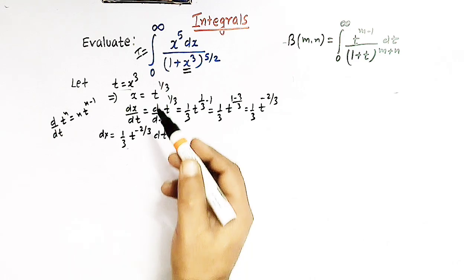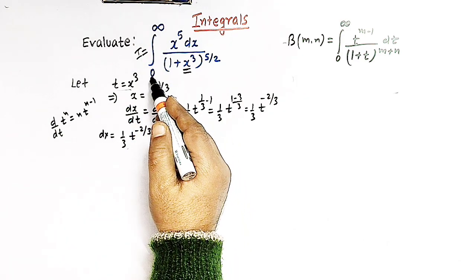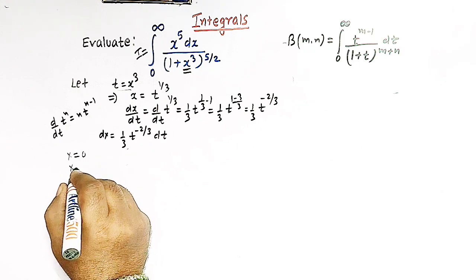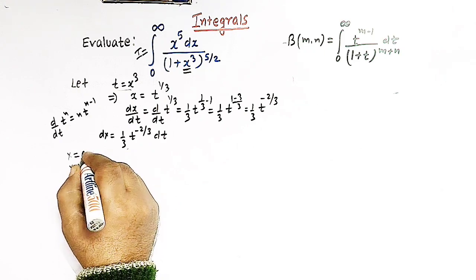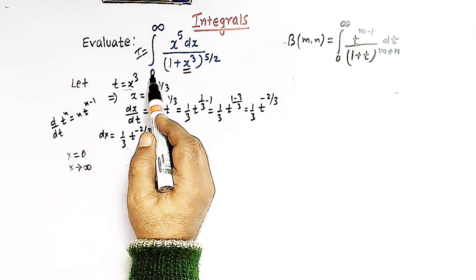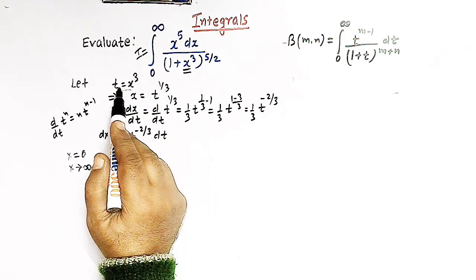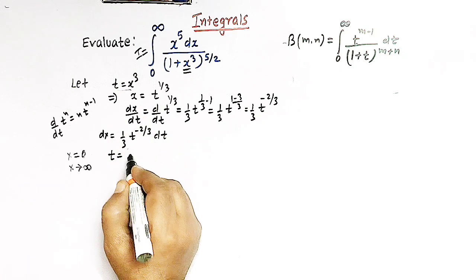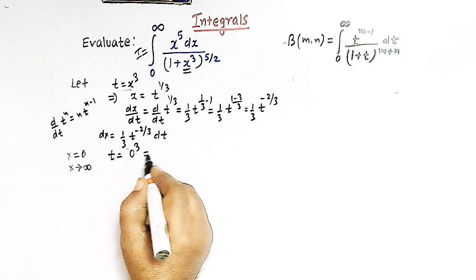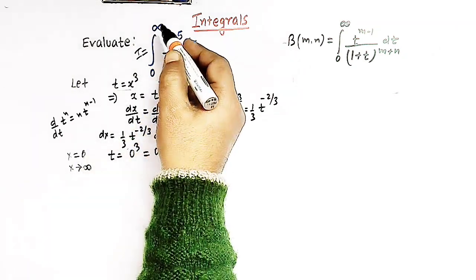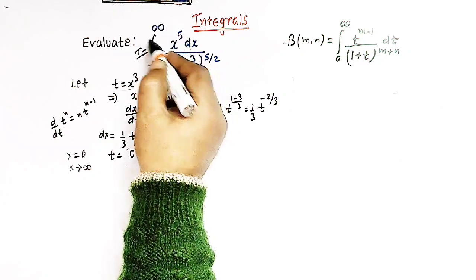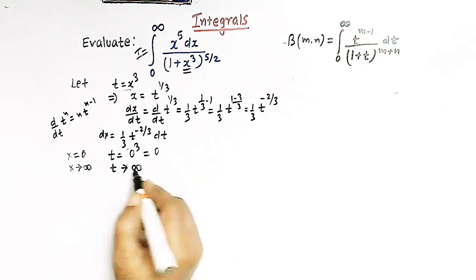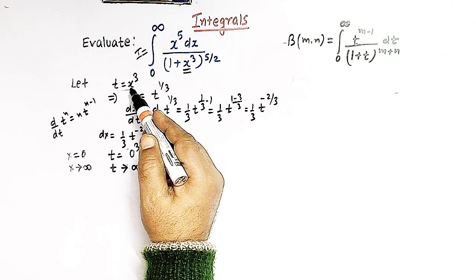So now let us change the limits accordingly. So here x varies from 0 to infinity, right? So when x is 0, 0 is the lower limit. The value of t can be obtained from this relation. So we have 0 cube, that is 0, and when x tends to infinity, that is the upper limit, then t also tends to infinity due to this result, right?